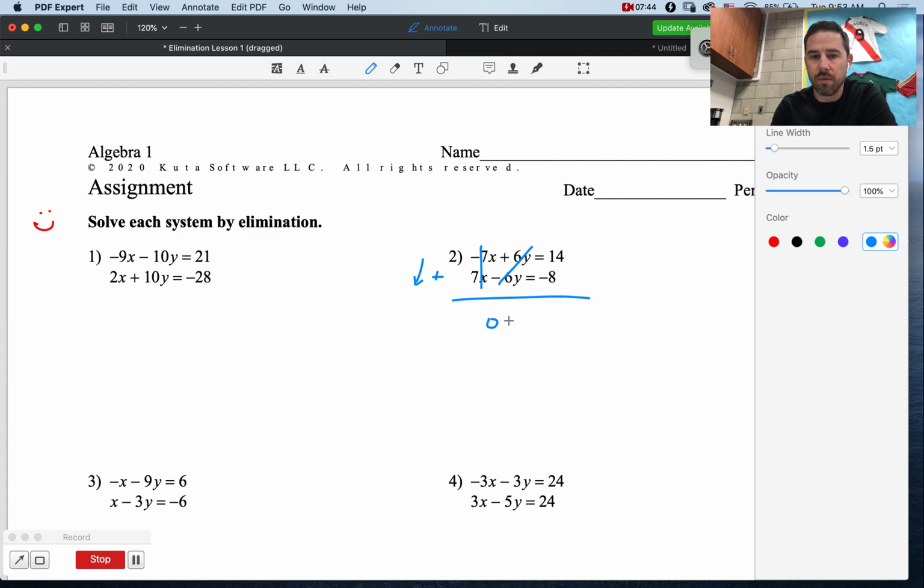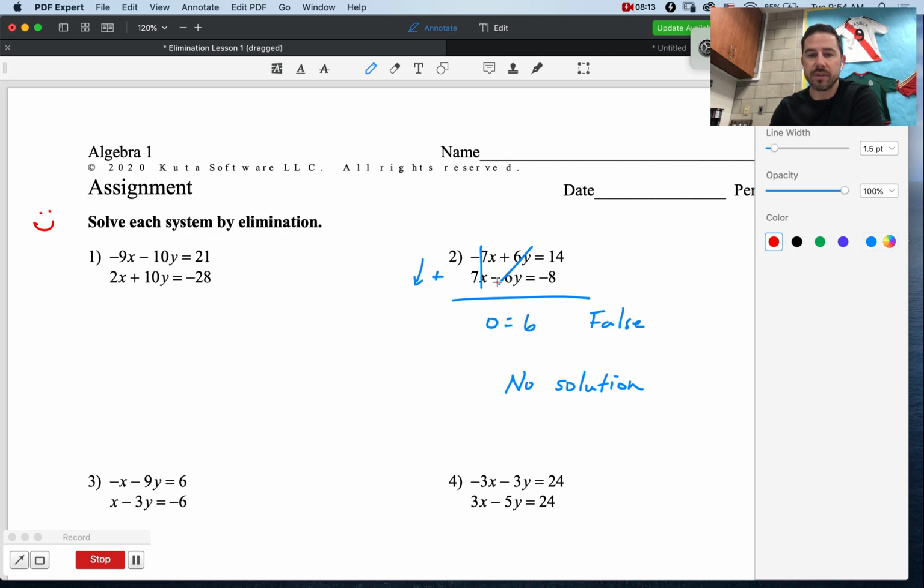It's a 0. Equals, well, what's 14 plus -8? I think it's 6. And we have 0 equals 6. Okay, does 0 equal 6? Not where I come from, it doesn't. That's a false statement. And anytime you have a false statement in math, you write no solution. Yeah, that one was quick, right?